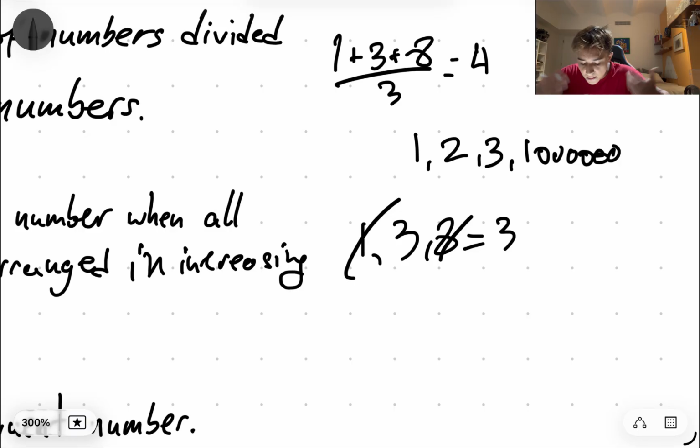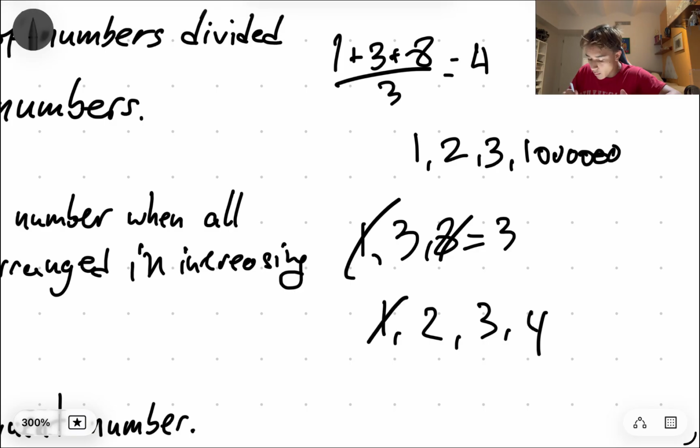So the mean of these numbers would be 1 plus 2 plus 3 plus a million divided by 4, which is around 250,000, right? The median is just going to be 2.5. Oh, by the way, an important thing to note about median is if you have an even number of numbers, like 1, 2, 3, 4, for example, the median is going to be the mean of the central two numbers. So there's no one central number.